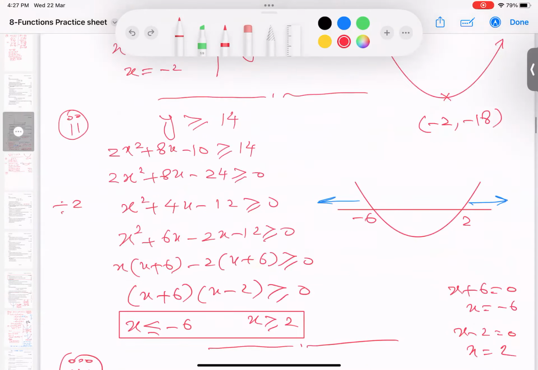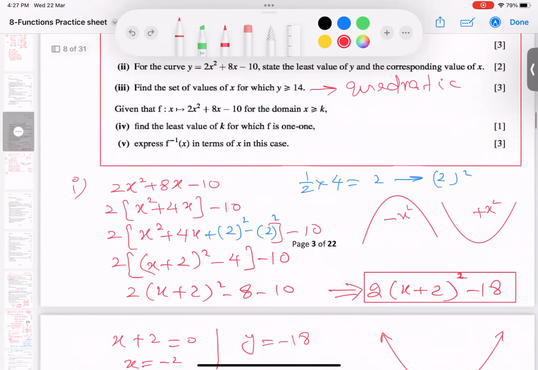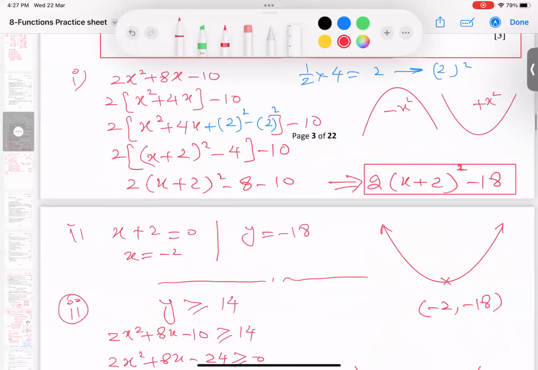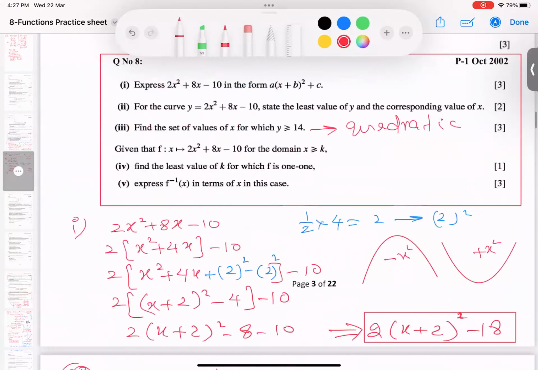Let me check. 1, 2. Yeah, this was part number 2. Wait a minute. Part number 2 was this value. Part number 2 was this. Part number 3 is this. So this is okay. And now I go for part number 4.